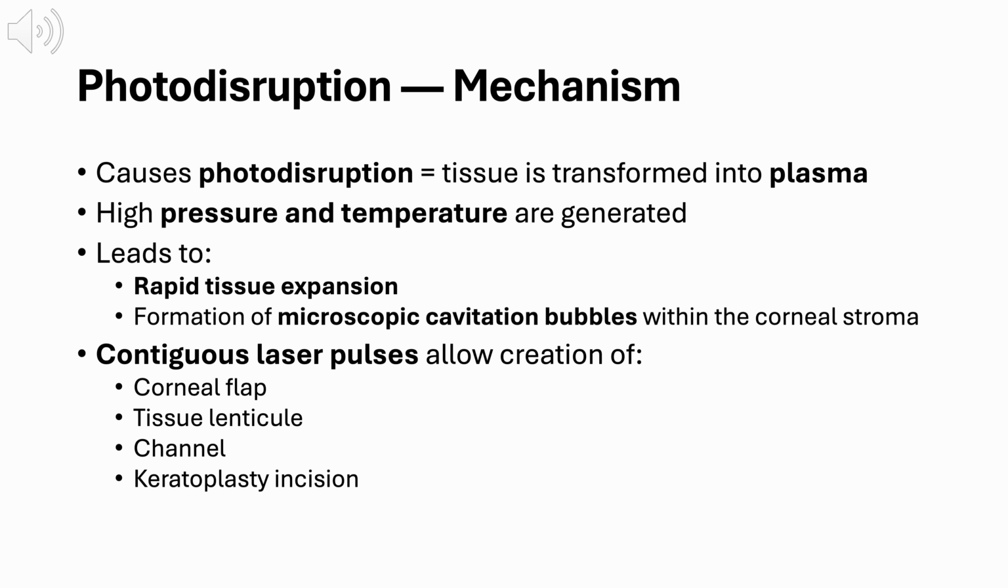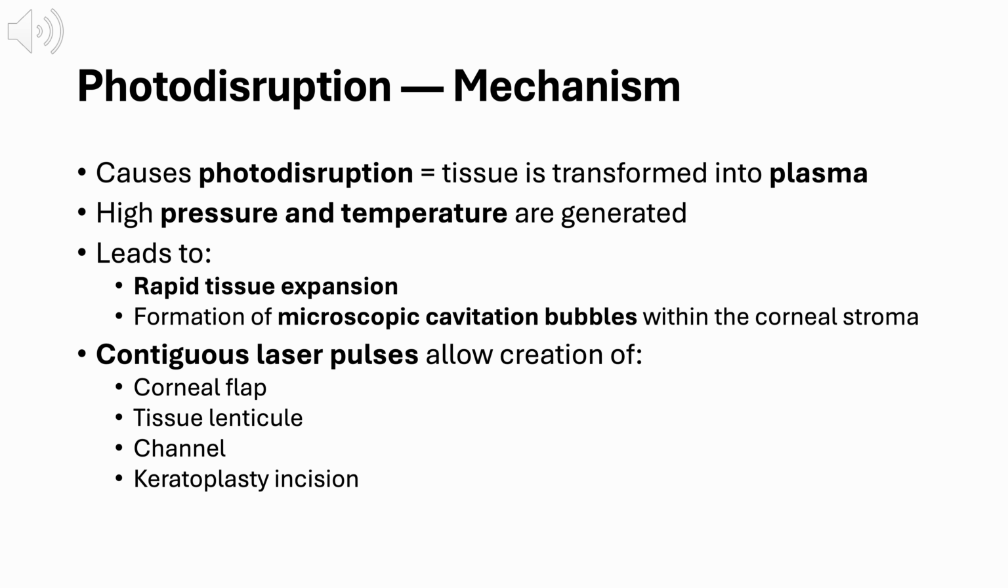This slide explains how photodisruption actually works. When a femtosecond laser is focused into transparent tissue, the energy density becomes high enough to cause photodisruption, meaning the tissue at the focal point is converted into plasma. This process generates extremely high pressure and temperature, but only within a very small, localized volume. That sudden energy release leads to rapid tissue expansion and the formation of microscopic cavitation bubbles inside the corneal stroma. Importantly, there's minimal thermal spread to surrounding tissue.